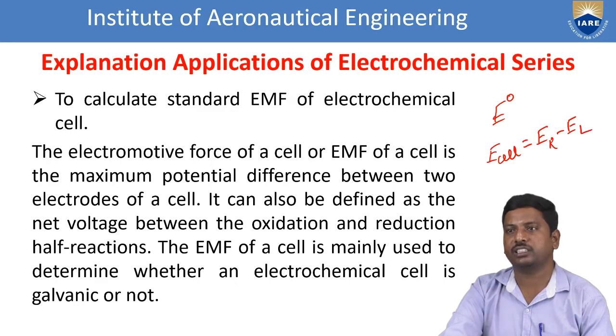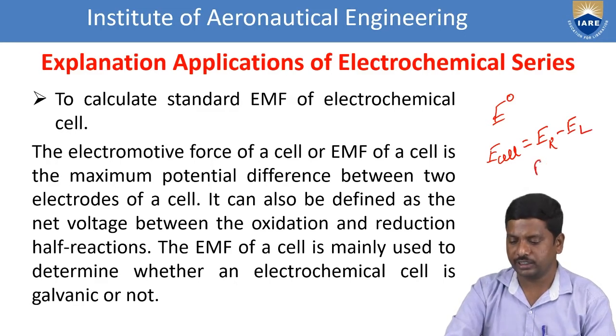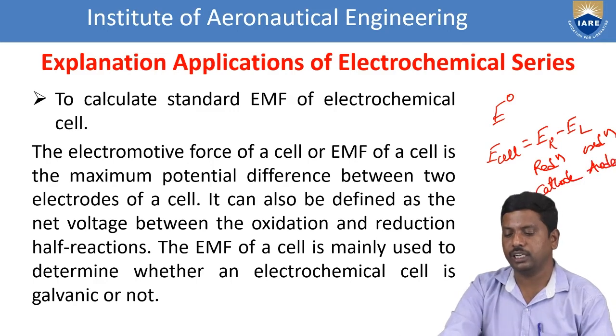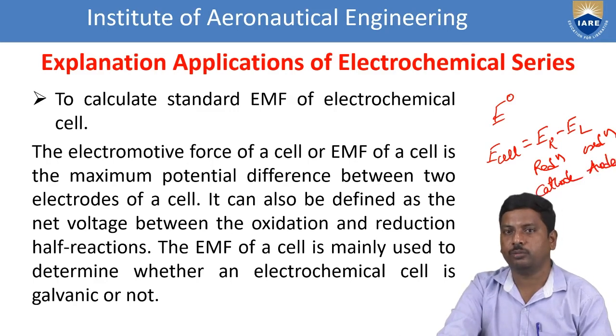What happens at the right side? Nothing but a reduction takes place. What happens at the left side? Oxidation takes place. That means reduction takes place at the cathode and oxidation takes place at the anode. The net potential gives the E cell potential.